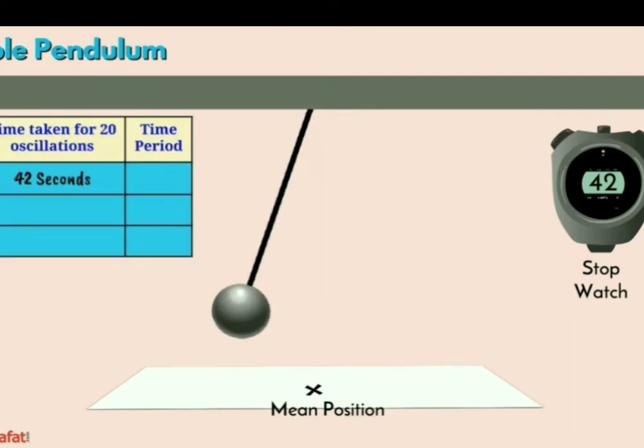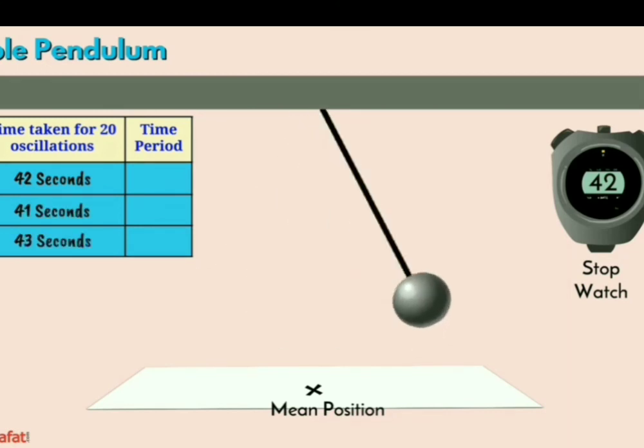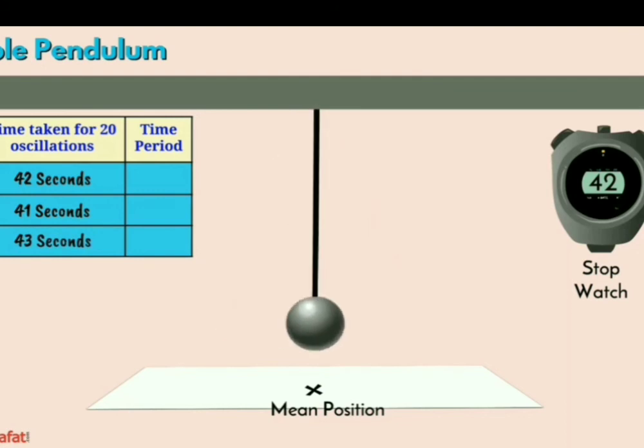See here, can you see the chart? Time taken for 20 oscillations. So what is the time? You have to read it there. That is 42 seconds, 41 seconds and 43 seconds.